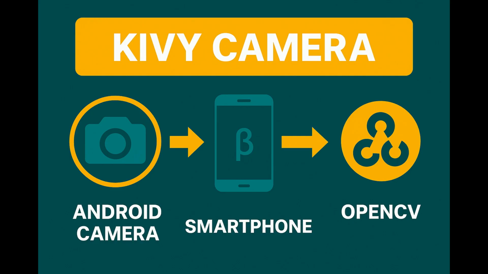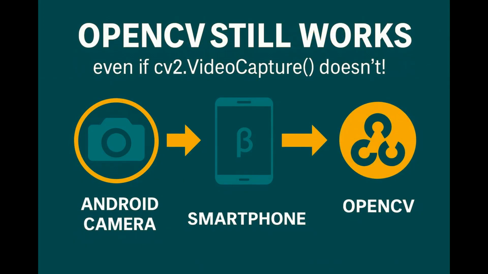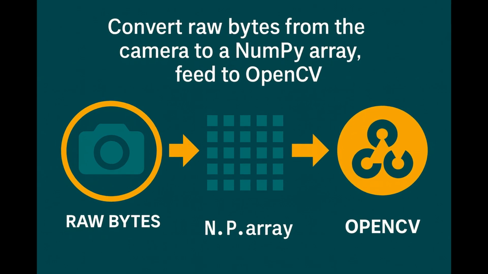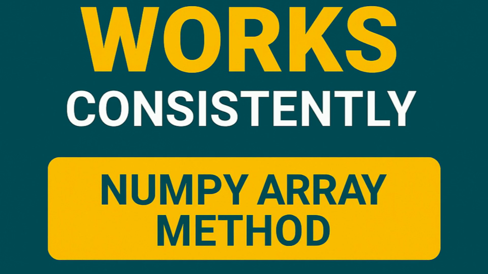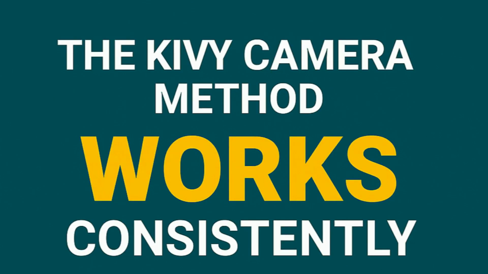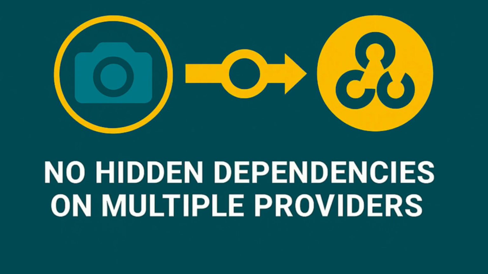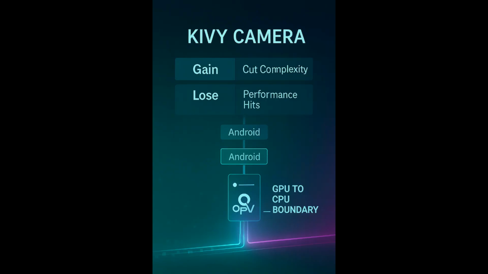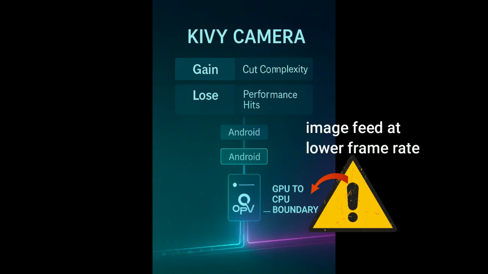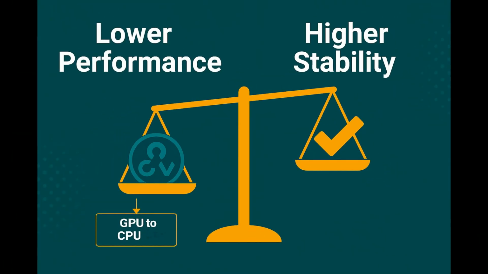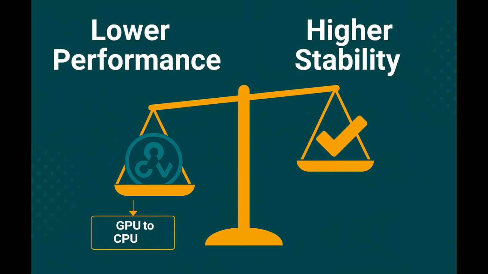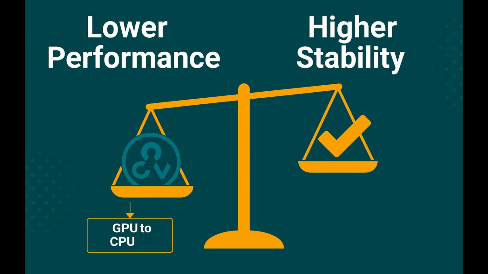Instead of relying on CV2 video capture, you pull the texture's raw bytes yourself, convert them into a NumPy array, and then feed them to OpenCV. This method works consistently across Android builds, no hidden dependencies, no extra provider required. The trade-off is performance. Because each frame crosses the GPU to CPU boundary, expect lower frame rates. That's the cost of control, but what you gain is stability and full visibility into what's happening with your feed.